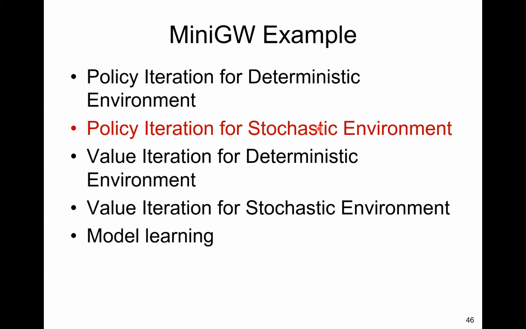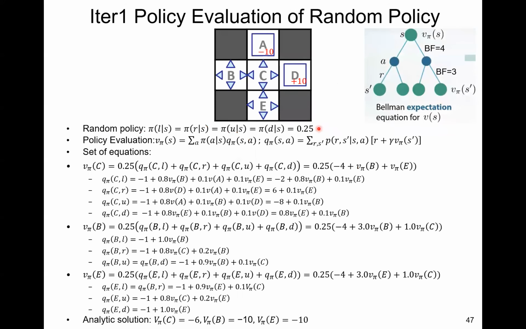Now let's do the same, except for a stochastic environment. So in the stochastic environment, remember that if you move in a given direction, you have 80% chance of going into the next cell, or you may go left and go right with 10% chance each. So start from a random policy as before.